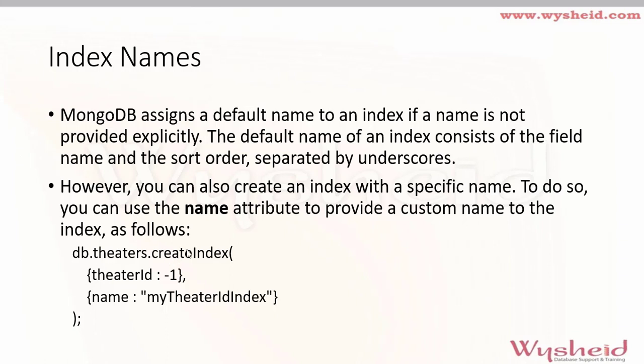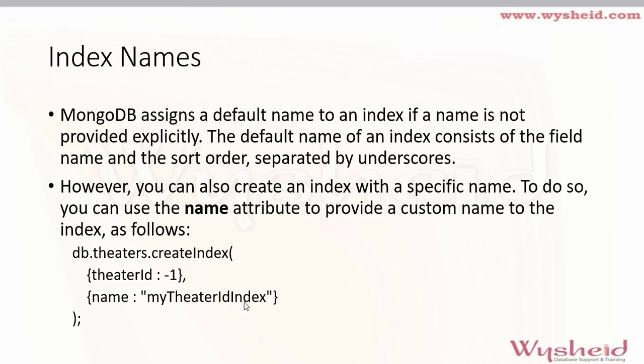Here I am creating an index on the collection theaters, and I want the index to be created on the theaterId field, and I want the sorting order to be descending. So I am giving theaterId: -1. That is my first argument, and as a second argument, again it's a document. Inside that document, I am passing the values name: my_theater_index. So for this index, the name will be my_theater_index.